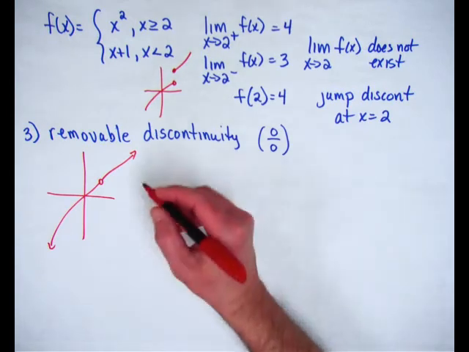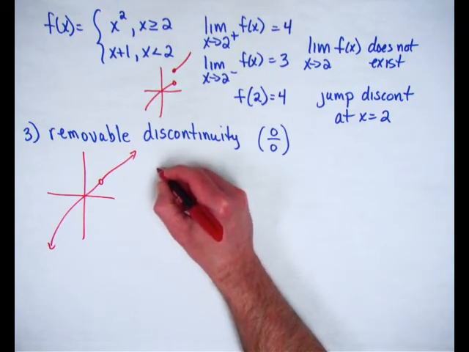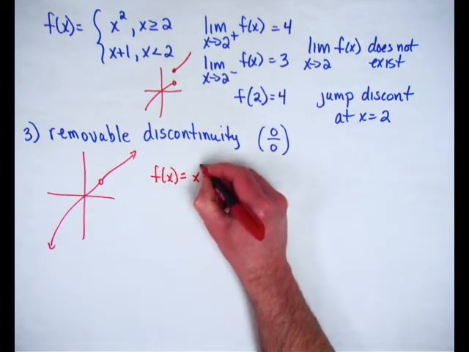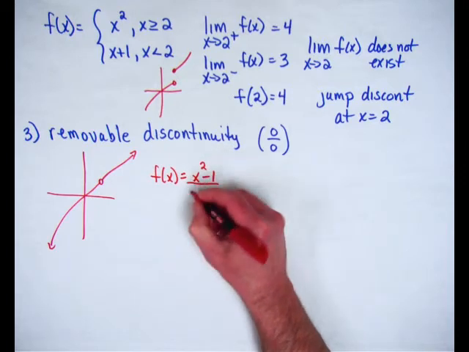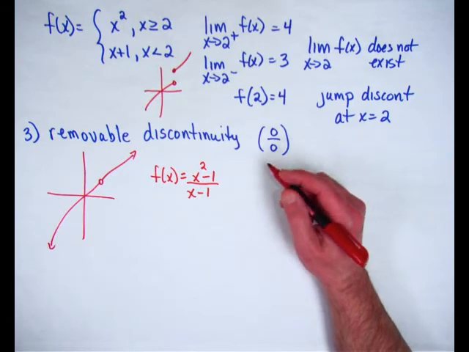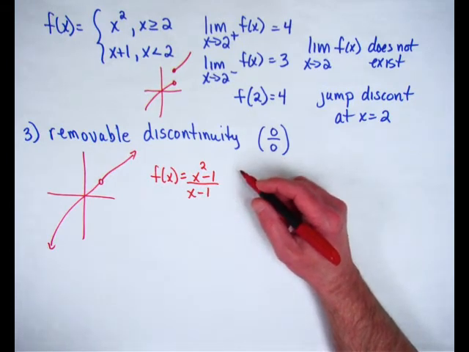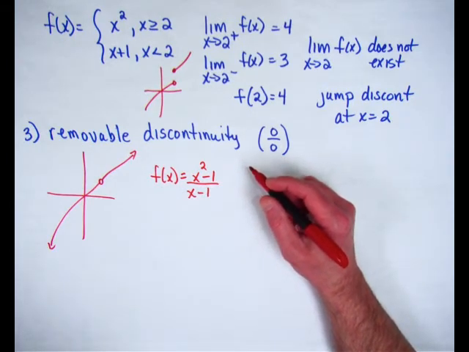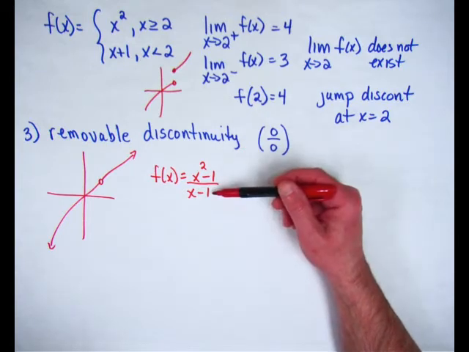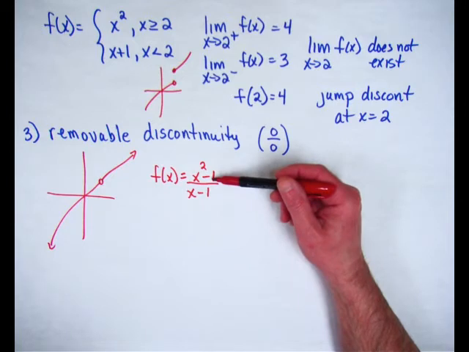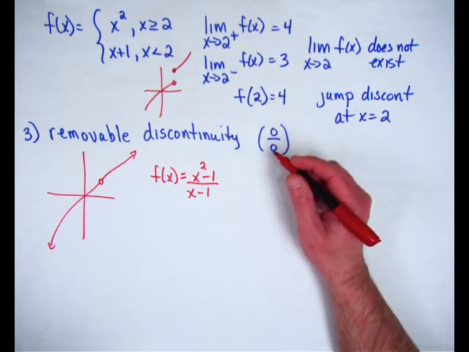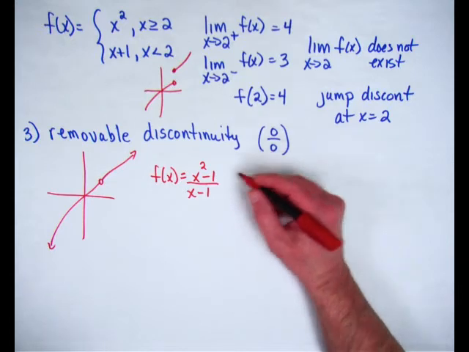So for example, let's say we had the function f of x equals x squared minus 1 over x minus 1. And we asked ourselves the question, is this function continuous, or are there any points where it's discontinuous? Well, we look for trouble spots. In this case, the trouble spot is x equals 1. Obviously, if we plug 1 into here, we're going to get 0 over 0. So something is happening at x equals 1 that's giving us some concern.